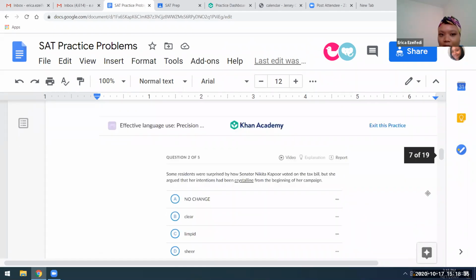So this is touching on effective language use and honing in on precision, according to Khan Academy. I'll go ahead and read the question and then ask you guys what you think the answer is. You can say it in the chat if you like. Some residents were surprised by how Senator Nikita Kapoor voted on the tax bill, but she argued that her intentions had been crystalline from the beginning of her campaign.